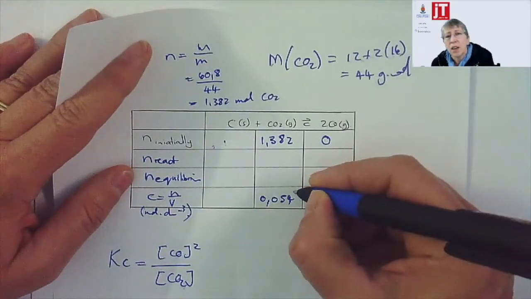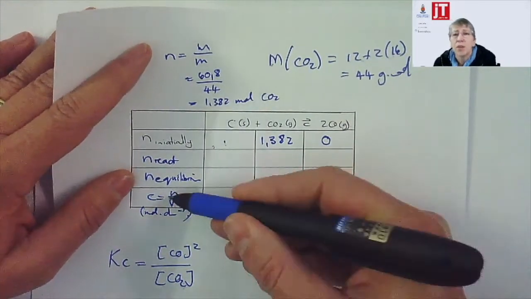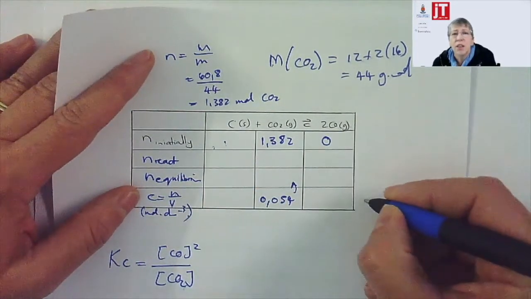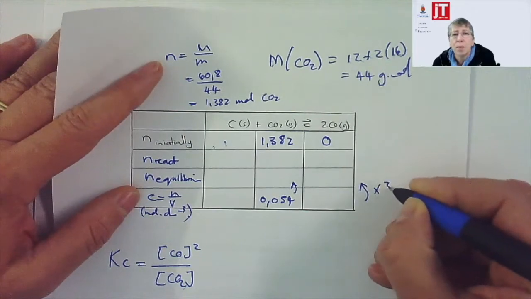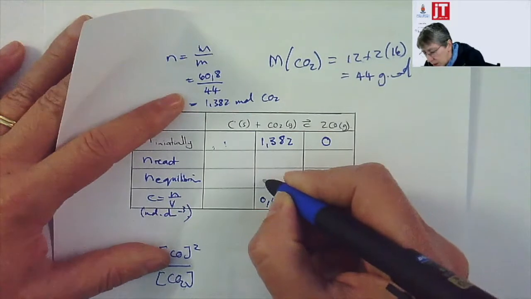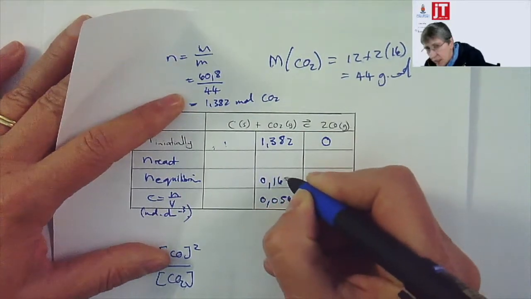Right, so how do I go back? Now, when I've got moles, I have to divide by volume to get concentration. So going back, I will multiply by 3. Right. Now, if you multiply that by 3, 3 times 0.162.